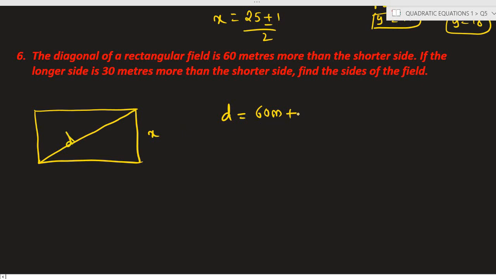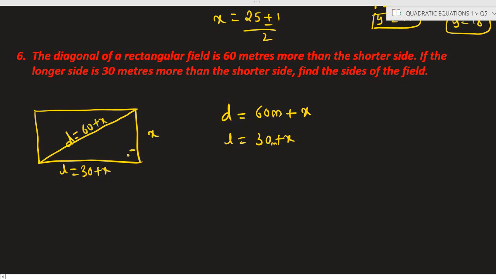And the diagonal is 60 meters more than the shorter side. If the longer side is how much he had given? 30 meters more than the shorter side. That is 30 plus x, and how much diagonal he had given? 60 plus x. Find the sides of the field.